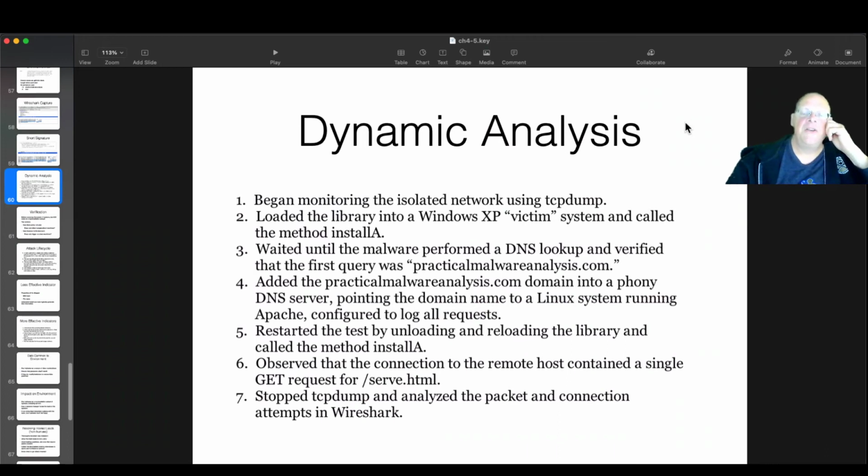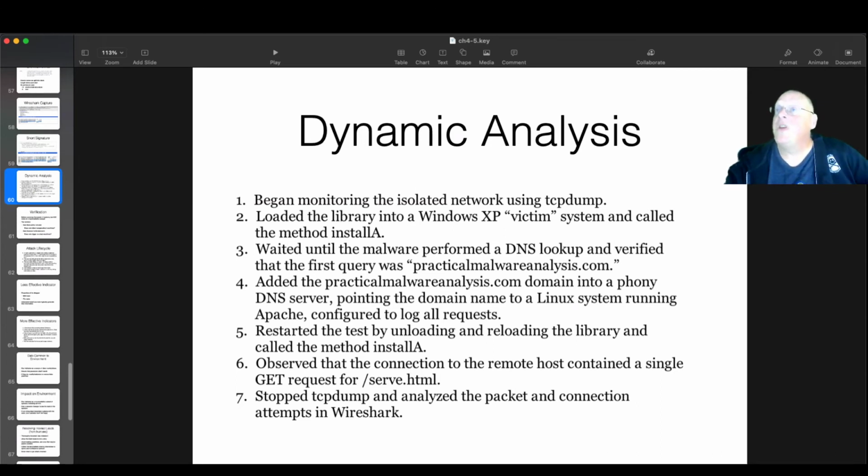All right, so then there's dynamic analysis, which we're doing a lot in the malware analysis class. So you run a TCP dump to monitor the traffic. You could use Wireshark too. Then you load the library in, call the method, run the malware, and then you see that it does make this query. So then you set up a server to respond to that query. And then you can see what it does, that it actually sent a request for serve.exe and so on. So this is one way to do the analysis to find what network connections.